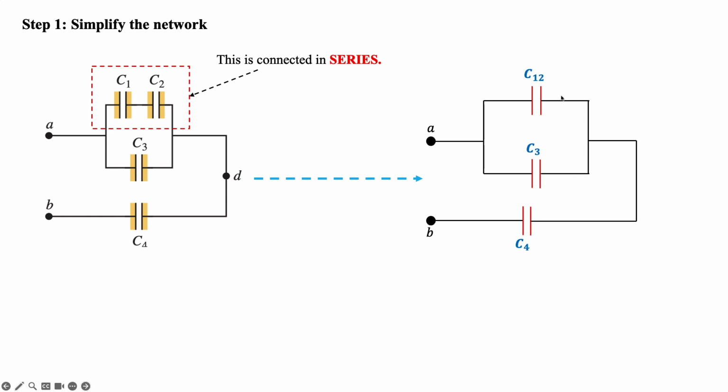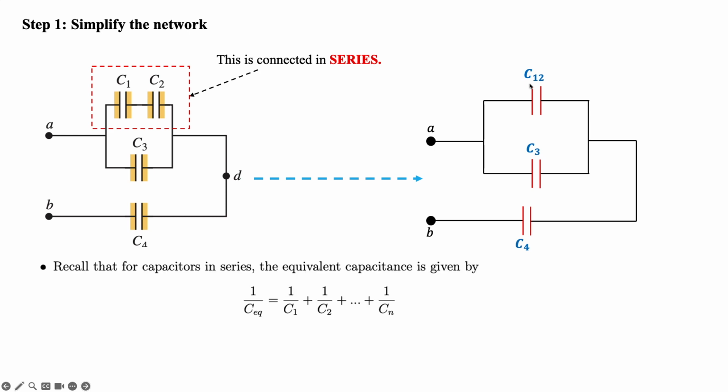Notice that C1 and C2 are now reduced into one capacitor with a capacitance equal to C12, and C3 is still here, and C4. So basically, the boxed capacitors are simply reduced to C12. Now we can recall from our class that for the equivalent capacitance in series, I have this equation: 1 over C equivalent equals 1 over C1 plus 1 over C2 plus up to C n, depending on the number of capacitors.